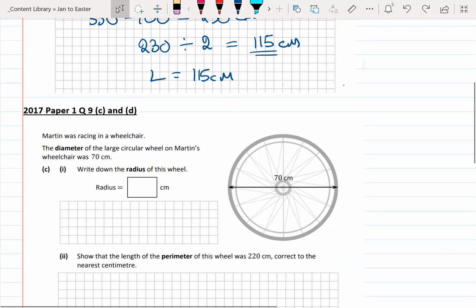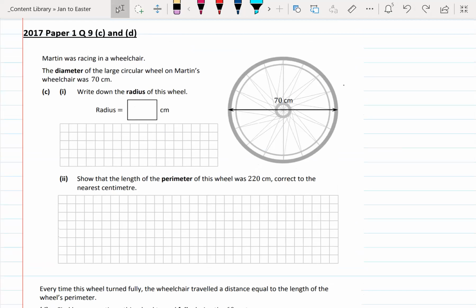Okay, the 2017 paper now, question 9C. Martin was racing in a wheelchair. The diameter of the large circular wheel on Martin's wheelchair was 70 centimeters. That's the diameter. So the radius is half of that. So divided by 2, that's 35. Okay, so 70 divided by 2, 35. That's the radius. You could put it in a diagram if you wish. Okay, 35. So the radius is any measurement from the center of the circle to the edge.